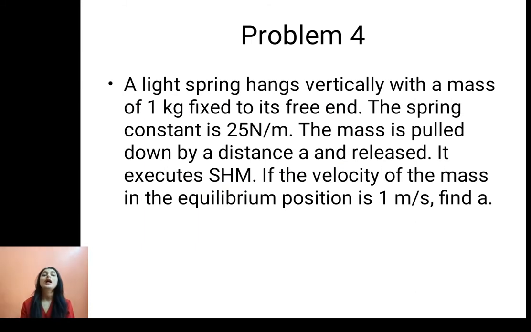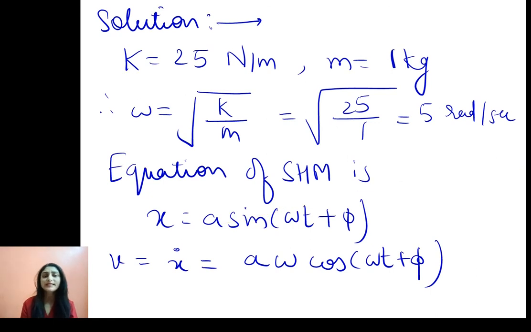Next problem. A light spring hangs vertically with a mass of 1 kg fixed to its free end. The spring constant is 25 Newton per meter. The mass is pulled down by a distance a and released. It executes SHM. If the velocity of the mass at the equilibrium position is 1 meter per second, find A, that is, the amplitude. K is given as 25 Newton per meter and m is 1 kg. From this we can calculate omega, which is the square root of k by m, and we get around 5 radians per second.